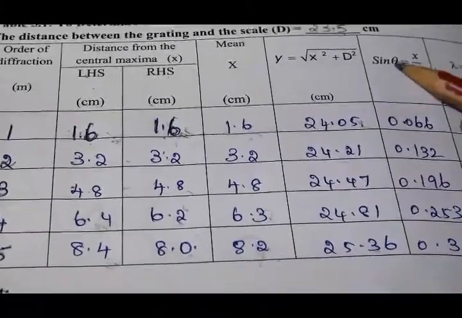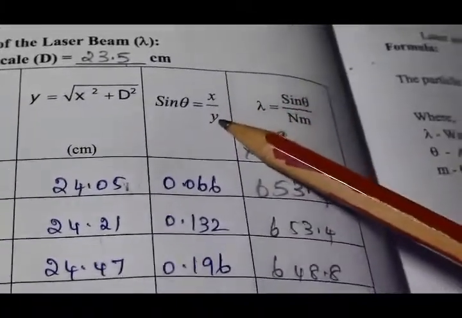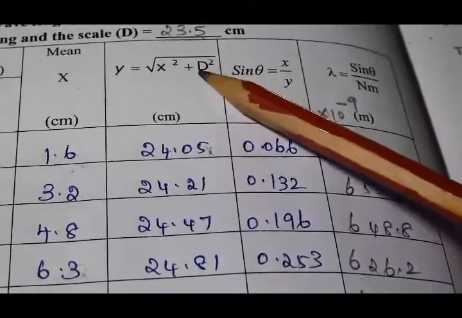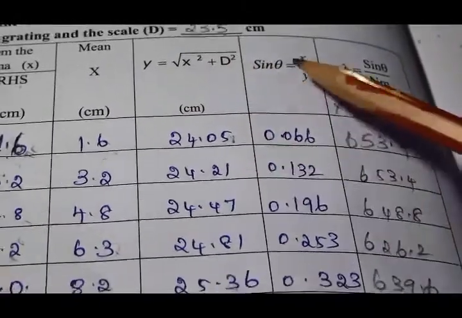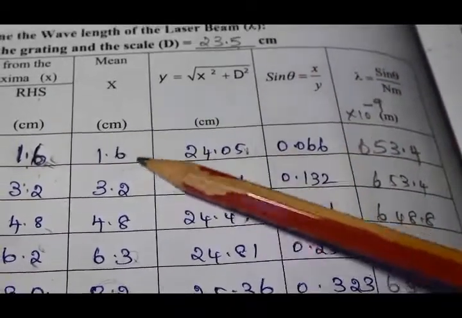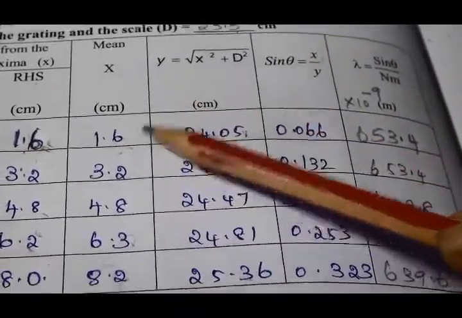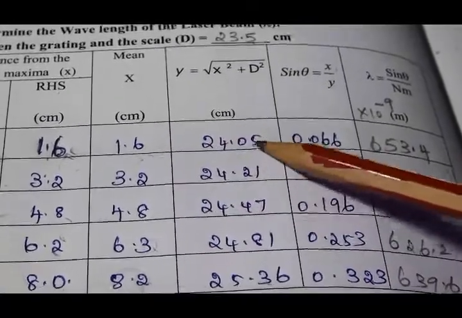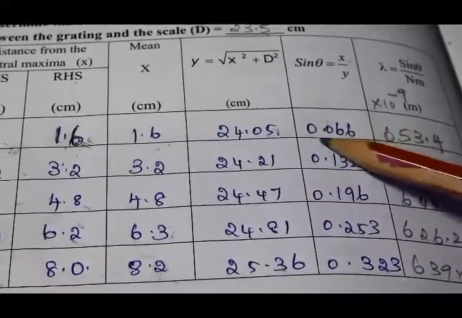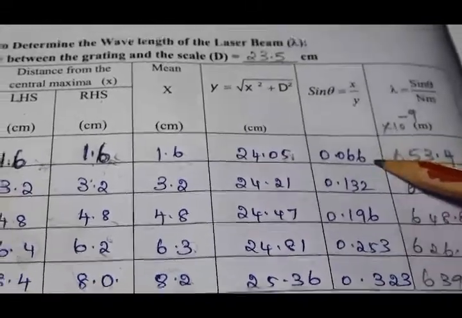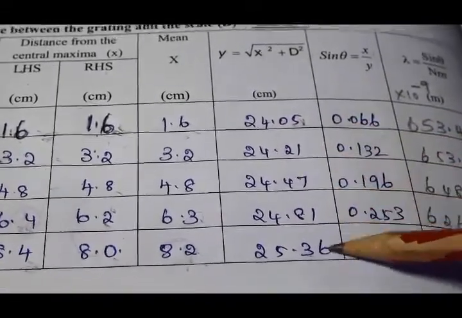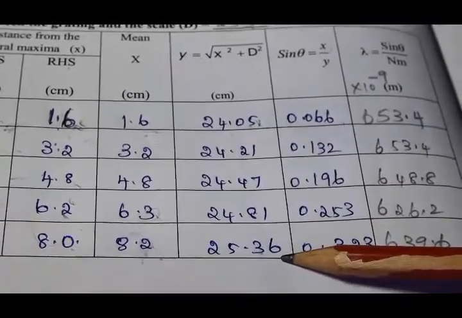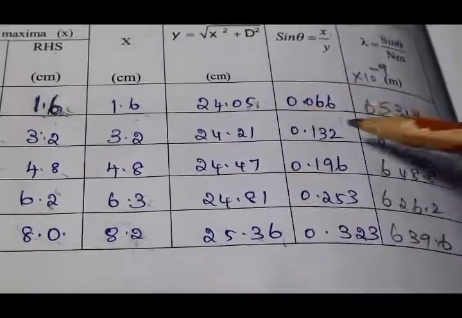Coming to the next column, sin theta is equal to x by y. So the previous column is y. What is y? Root of x squared plus d squared. So you got the y value. And similarly, you know the mean value is x. So sin theta is x by y. So 1.6 by 24.05 will arrive at 0.066. Like that you can complete for the rest of the orders. And then our aim is to calculate the wavelength of the laser beam.